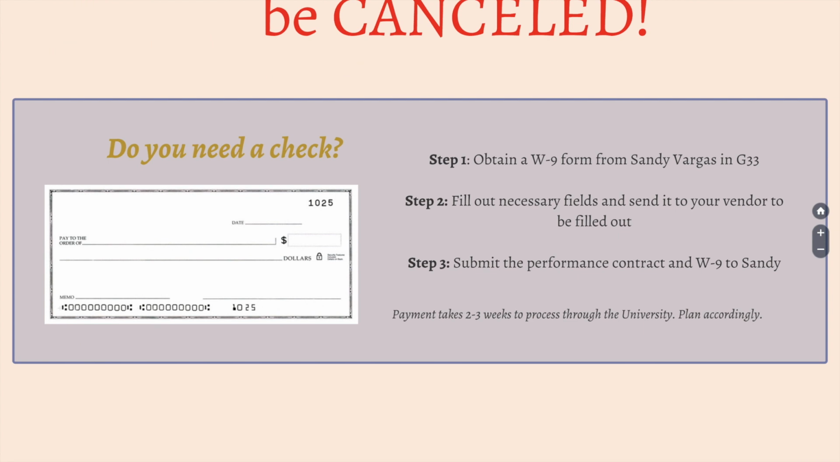If you need a check, you'll need to get a performance contract and W-9 form from Sandy Vargas in G33. Your performer may already have a filled out W-9 form and you may not need to send them a blank form. You'll need to fill out any necessary fields in the contract and send it to your vendor for them to fill out their fields. Once they've returned it, submit the performance contract and W-9 to Sandy. This must be done at least 5 business days in advance of your event.